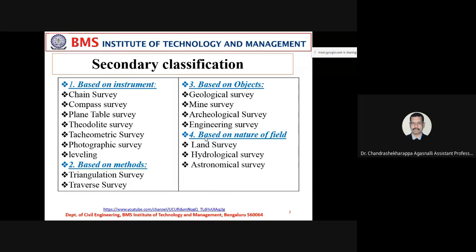Based on the method of how you are going to conduct the survey, by a triangulation method or by a traverse method, okay, based on the nature of the field. That is another type of classification. So one is land survey, another one is hydrological survey, next one is astronomical survey. This is how we are going to do the classification of survey.